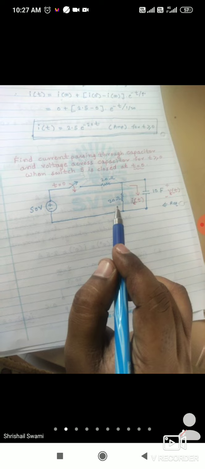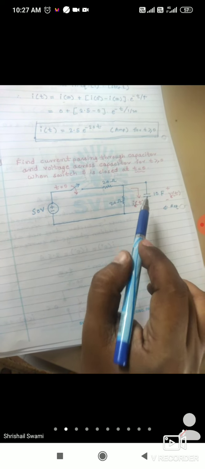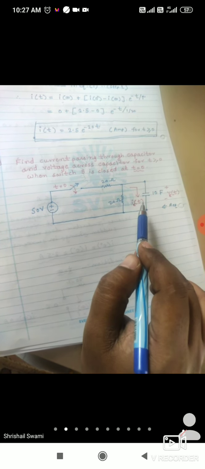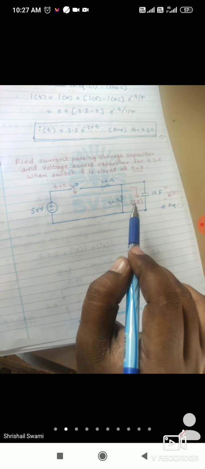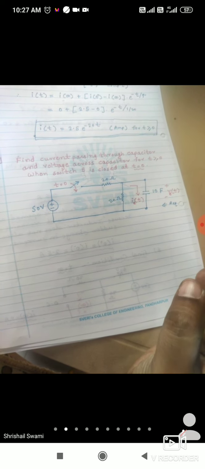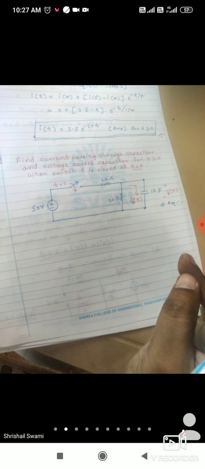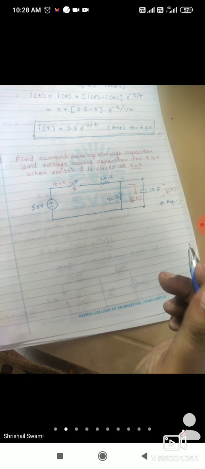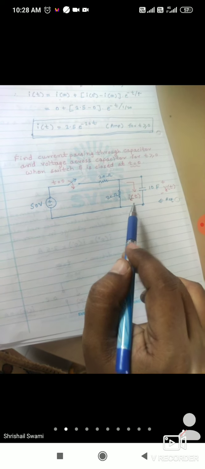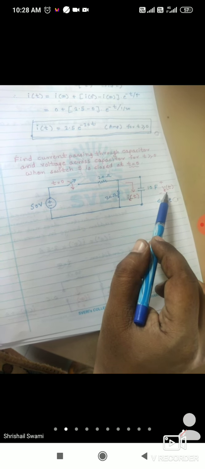So you can solve this problem according to the steps given. I have given a lot of hints. Then I of infinity you can find for the final condition. What does the capacitor become in the final condition, what is its role? According to the table given yesterday, you can find out the final condition also. So I of 0 plus, I of infinity. Similarly, V of 0 plus and V of infinity. All those things you can find out and put all those values in the equation mentioned in step number 2. Then you will get the answer for IC of t and VC of t.